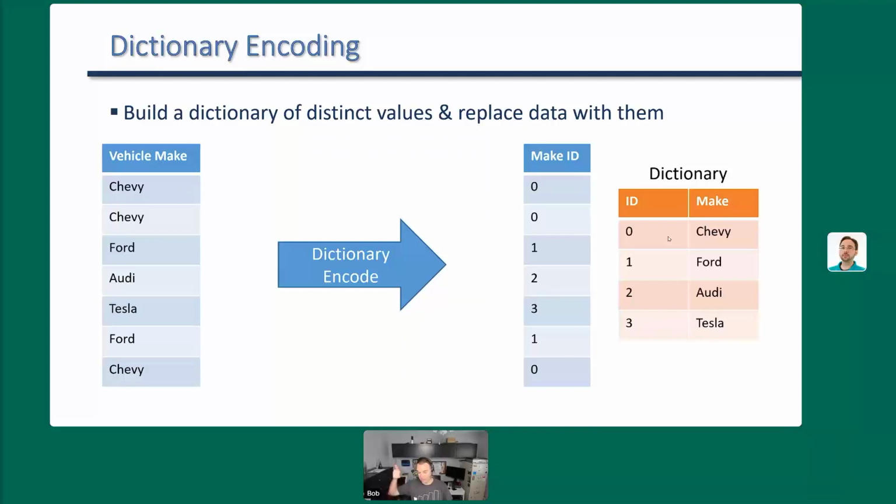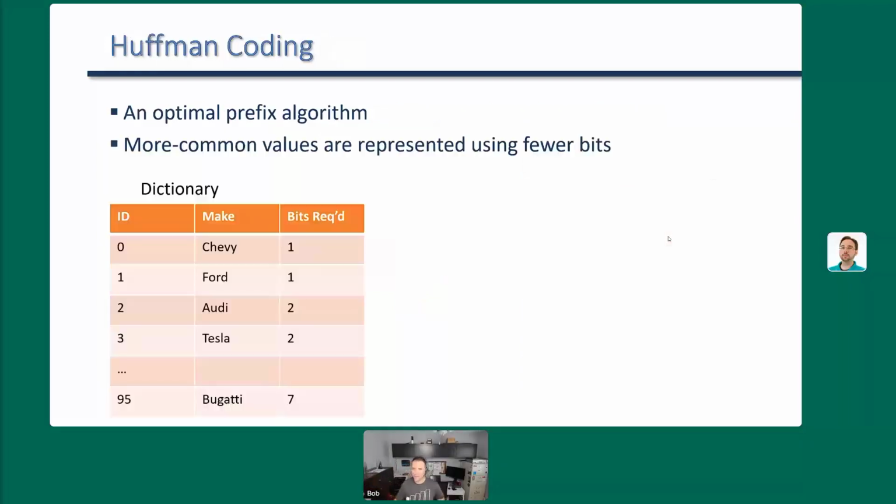So, Chevy might be the most popular one. It would get the smallest value, followed by Ford, Audi, Tesla, etc. Right. Next. Oh, and then okay. So I mentioned the Huffman coding here. Yeah, it can be made more optimal with that, depending on how prevalent your values are.